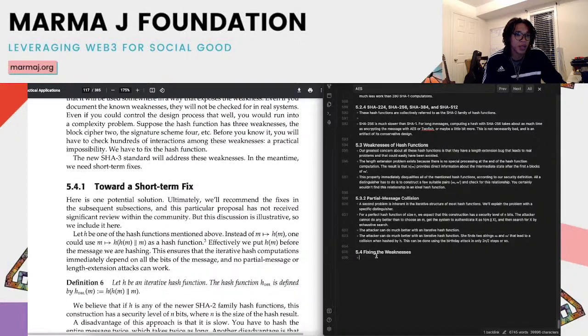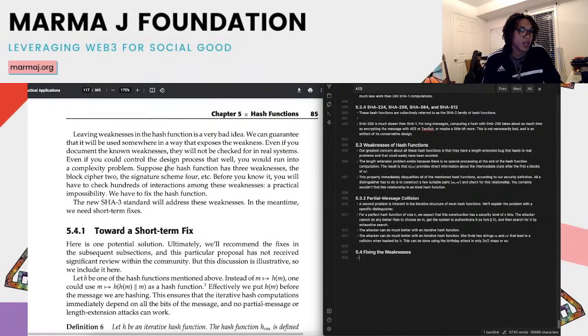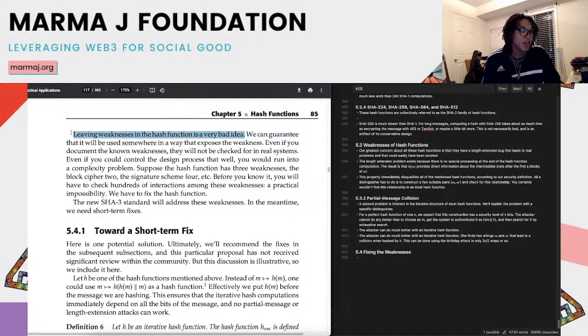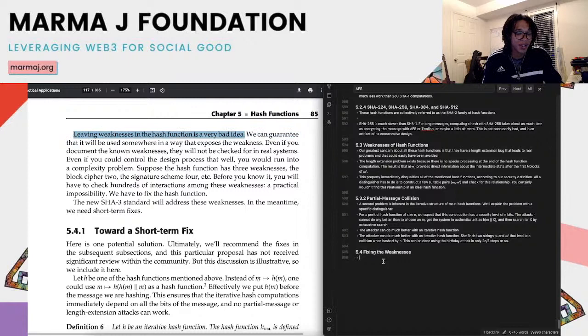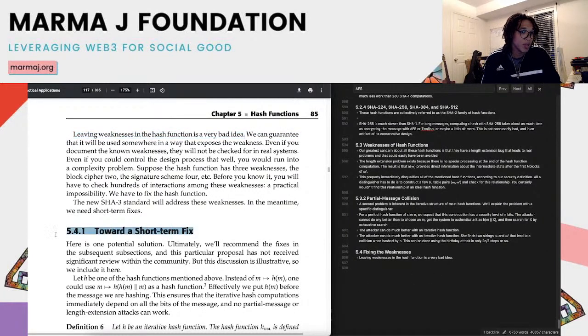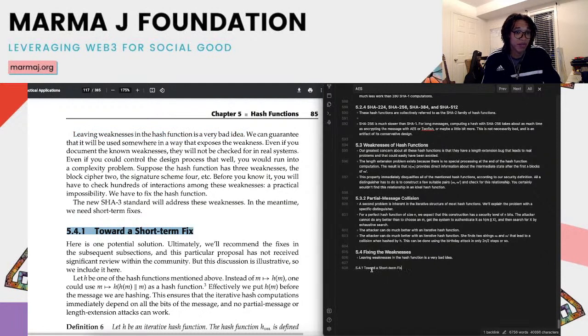Okay, I don't like how it just does it like that, because there's nothing that was said there, except for like, oh, leaving weaknesses is a very bad idea. Sure, let's just keep it simple, just so that I can keep track of what was actually written, and that's actually a chapter thing.